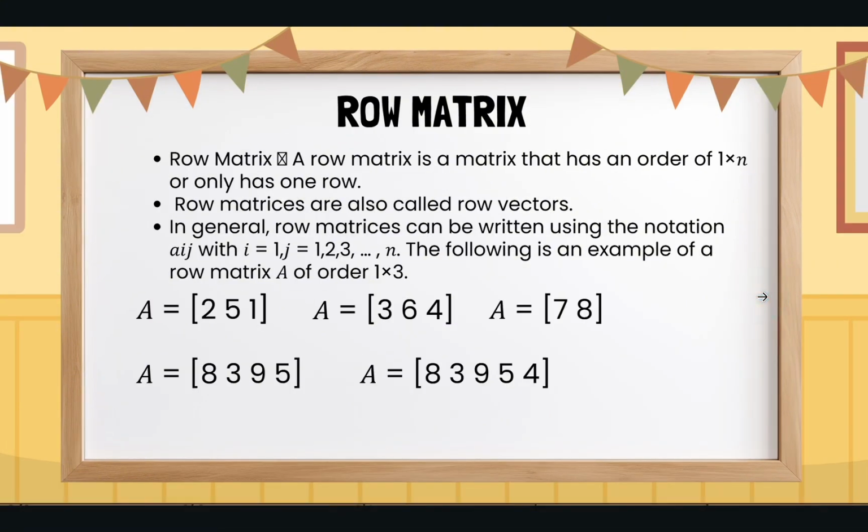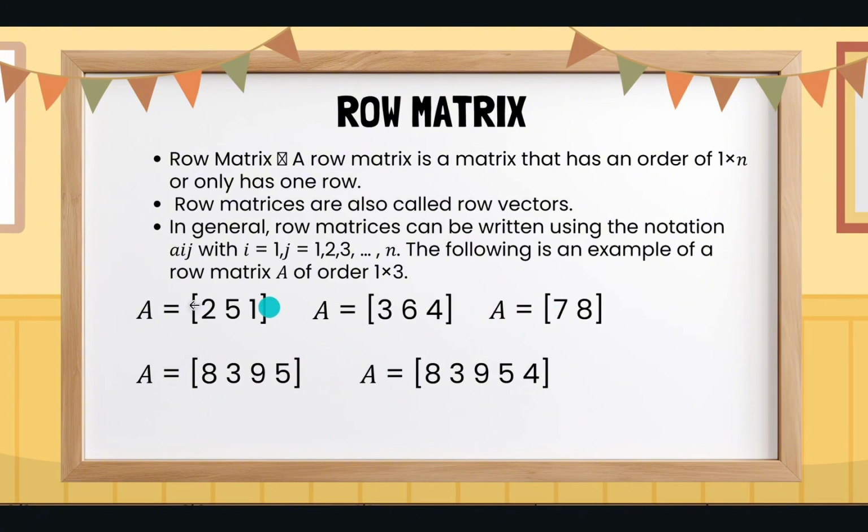Next, now let's look at specific types. First up is row matrix. As the name suggests, this is a matrix that consists of only one single row. It has an order of 1 times 3. Not like before, where we got 2 times 3 or etc. Here, we always got 1 times something.